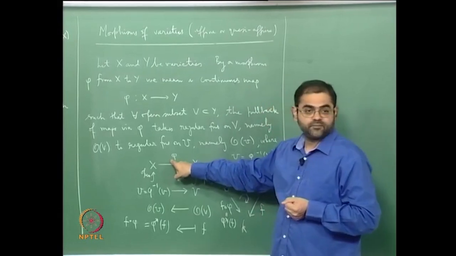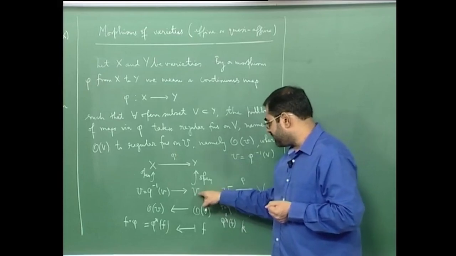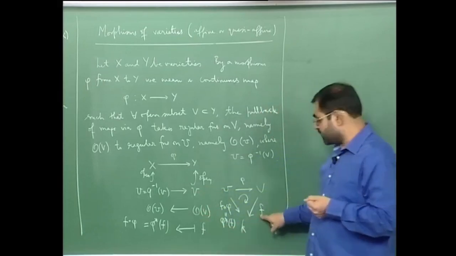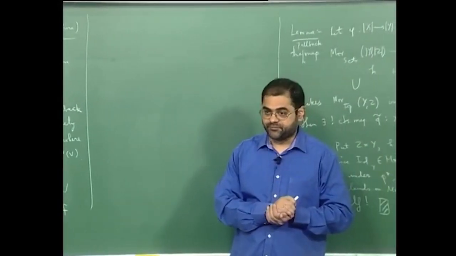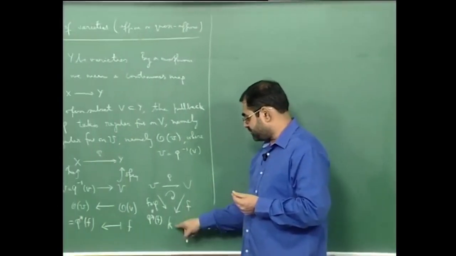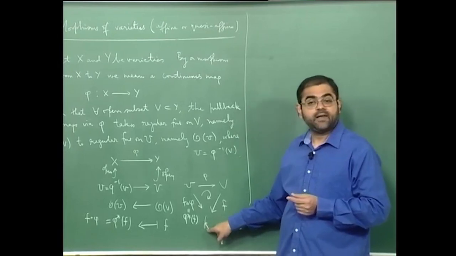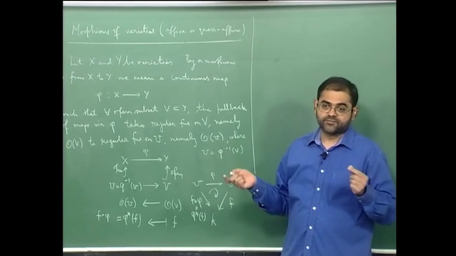if you give me a morphism phi, of course phi is continuous, and if you give me a V and a regular function F on V, this F is of course going to be continuous, because I have already proved to you that regular functions are continuous. A regular function from a variety is always a continuous map, with the target K being thought of as A1 with the Zariski topology. This is something that we proved last time.